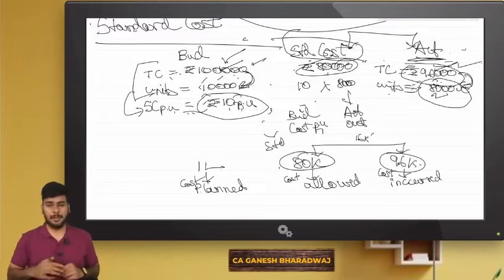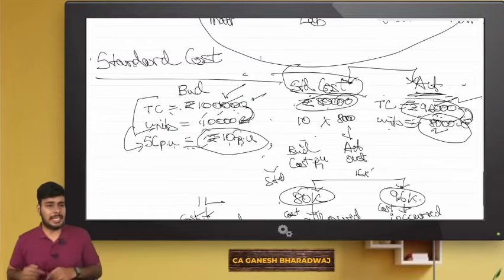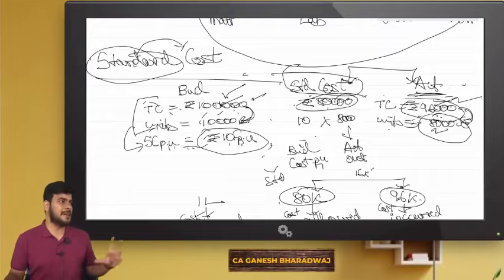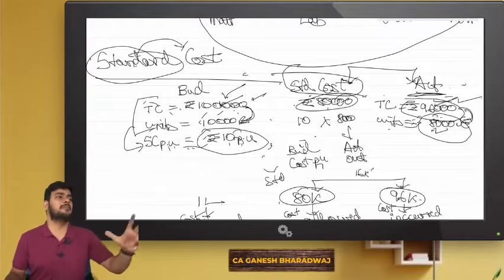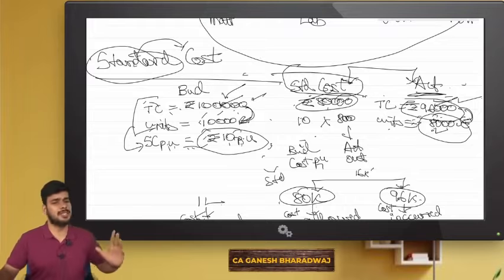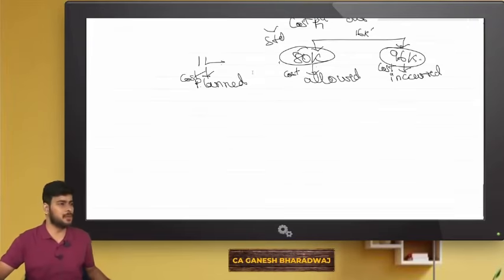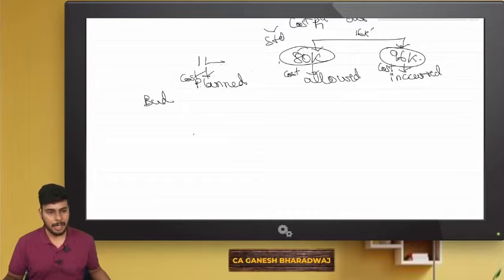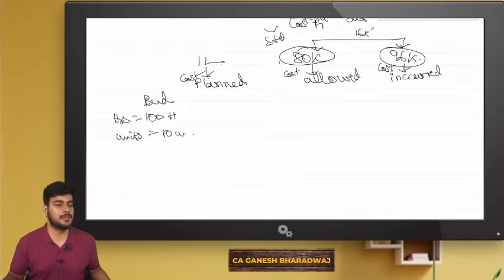Now, a very important thing is the concept of standard is not just applicable for cost. It can be applied on kgs also. It can be applied on units. It can be applied on hours. Let me give you an example. Let's say the budget says that you were allowed to take 100 hours to produce, let's say, 10 units.